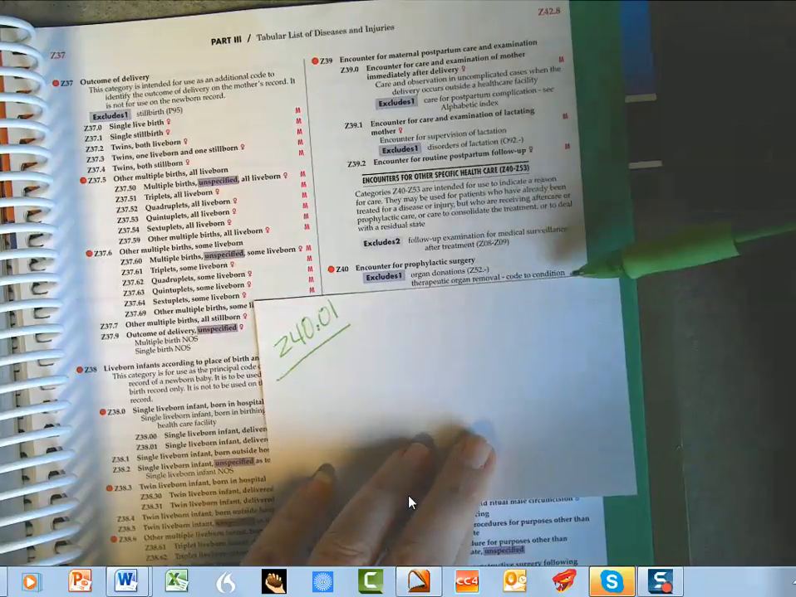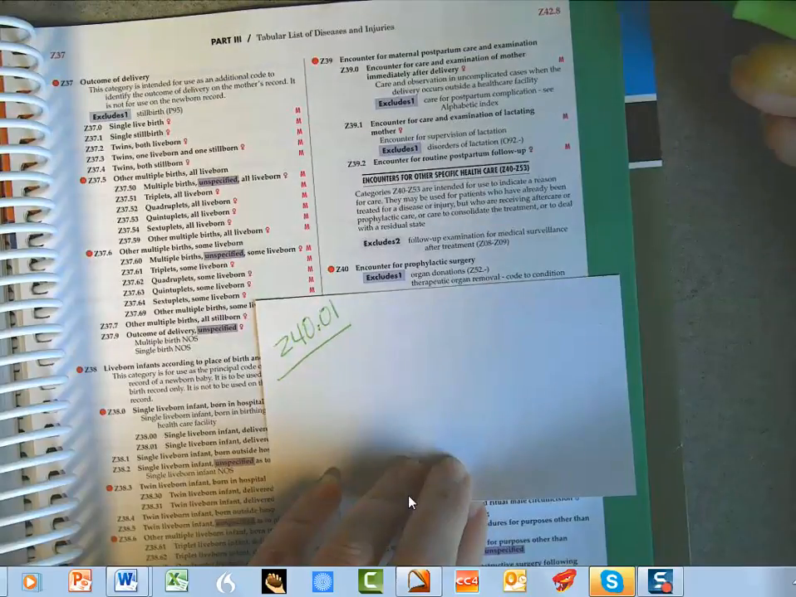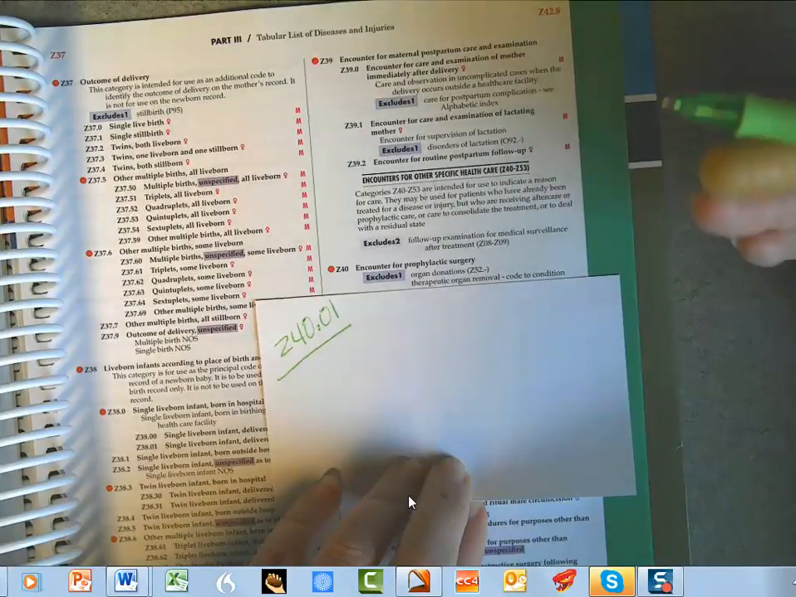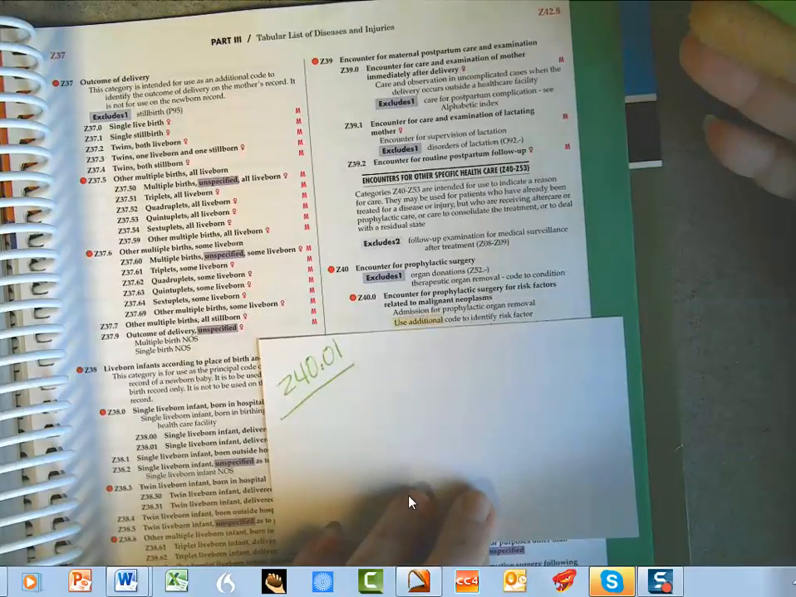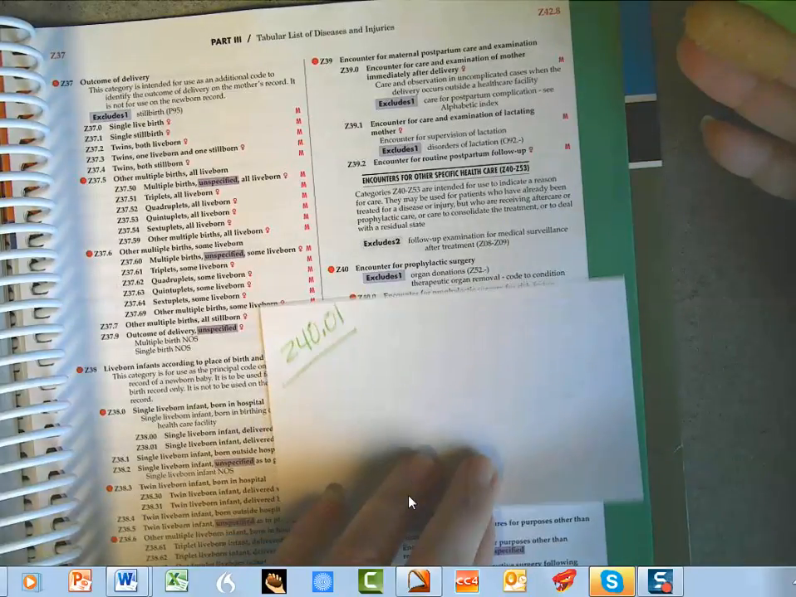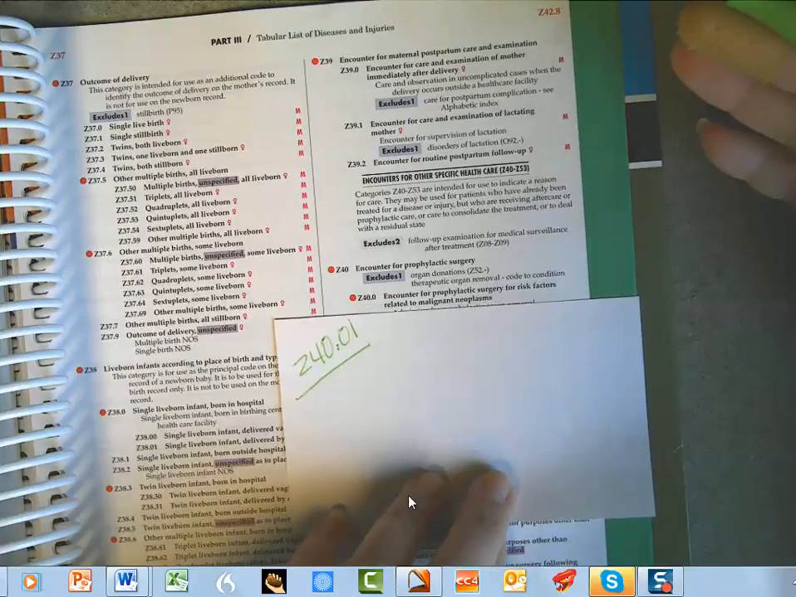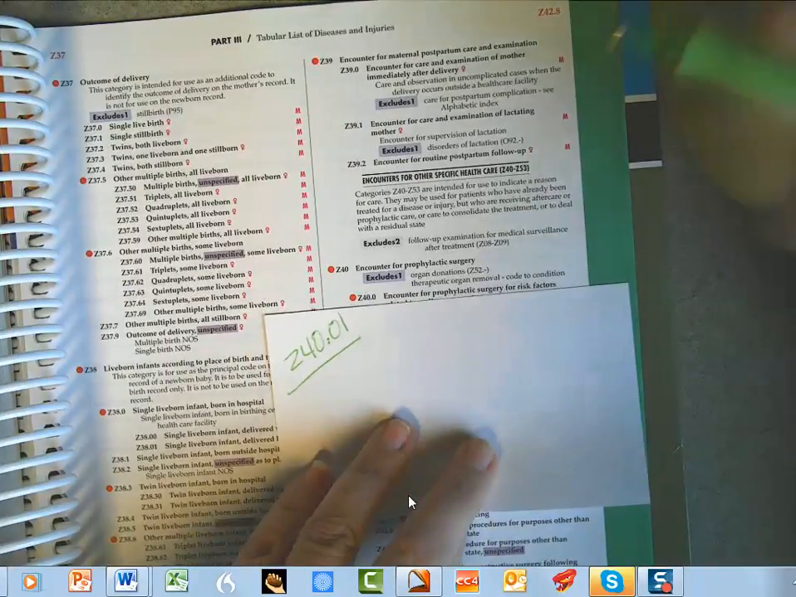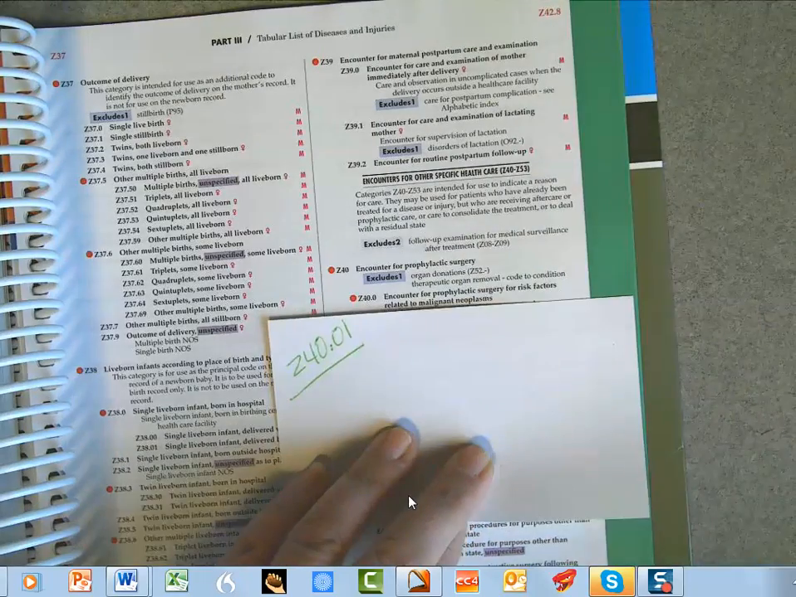And therapeutic organ removal, we don't, because this is not therapeutic, this is prophylactic. Therapeutic is treating something. Prophylactic is doing it before it happens. Okay? All right, so if you keep going down, we're in the right place so far. So we want to go to Z40.0, which is encounter for prophylactic surgery for risk factors related to malignant neoplasms. That's what we've got going on here, right?